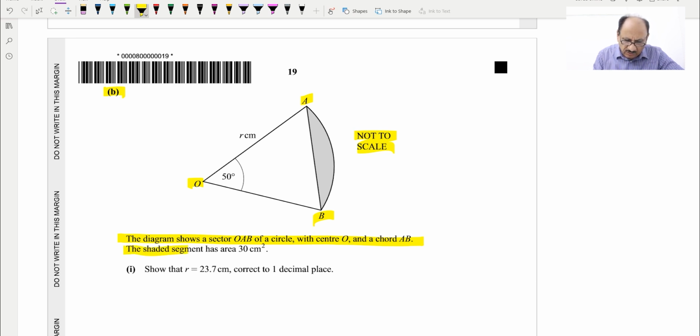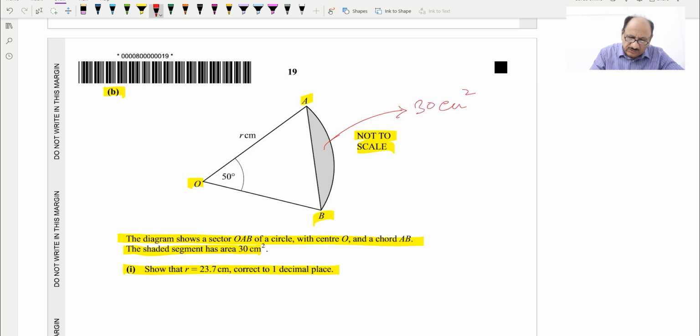The shaded segment has an area of 30 centimeters squared. Show that R is equal to 23.7, correct to 1 decimal place. So the area of the sector, basically what we will do, we have this area, which is, they are saying the shaded segment has an area of 30. So this one is 30 centimeters squared.